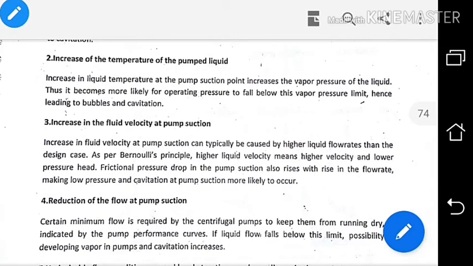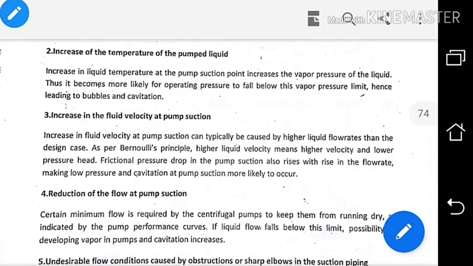Third is the increase in the fluid velocity at the pump suction. According to Bernoulli's theorem, higher liquid velocity means lower pressure head. So frictional pressure drops in the pump suction also rise with a rise in flow rate, making low pressure and cavitation at the pump suction more likely to occur. So the fluid PV is equal to constant. If the fluid velocity increases, the pressure at the suction will decrease automatically. So this can also cause cavitation in the pump suction.